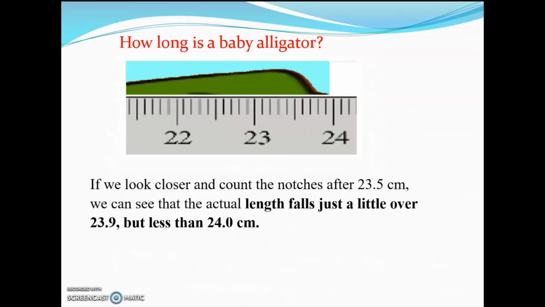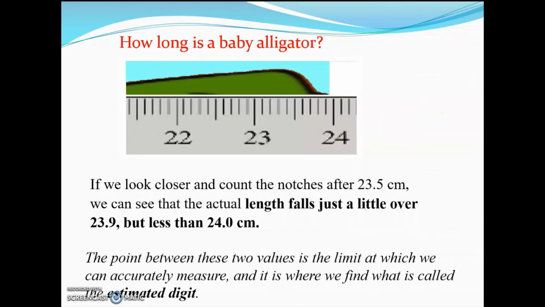So again, if we look closer and we count the notches after 23.5 centimeters, so 23.5 is right there, it's about right there. We see 0.6, 0.7, 0.8, 0.9. So it's just a little bit over 0.9. So it's a little bit over 23.9, but less than 24. And the idea is that the point between these two values, as it says on the screen, is the limit at which we can accurately measure.